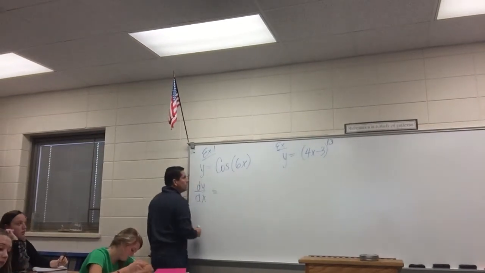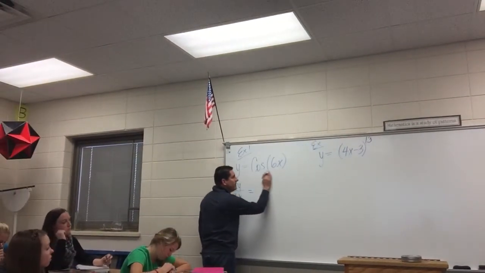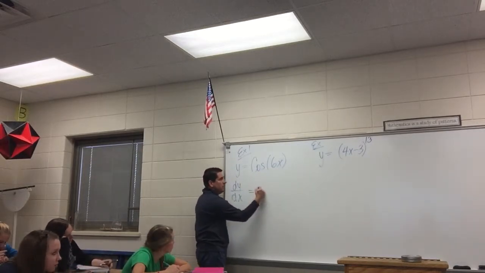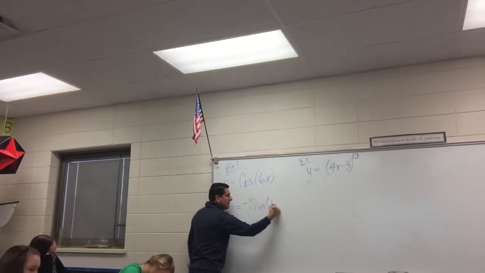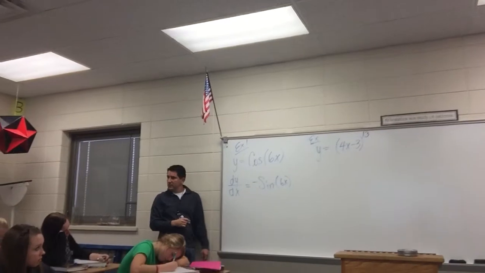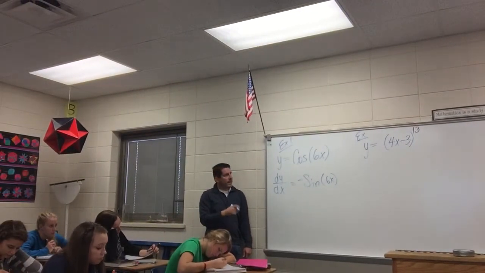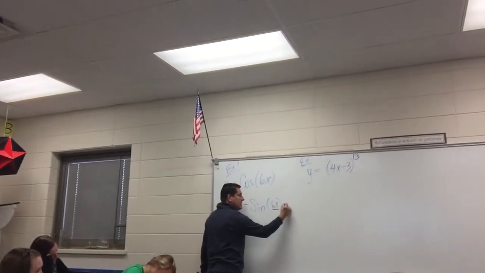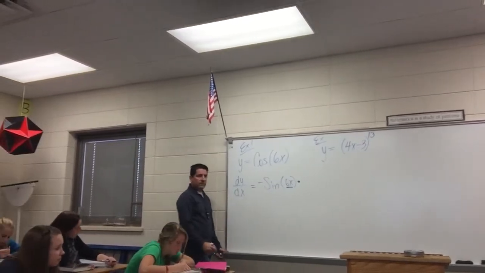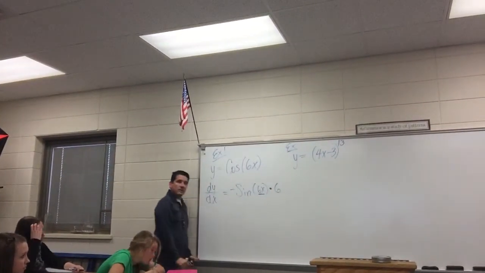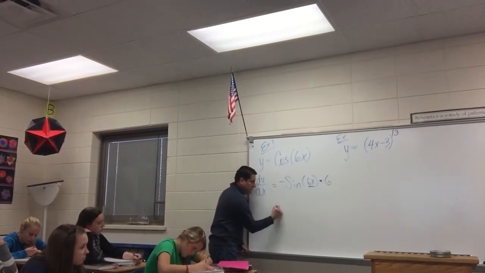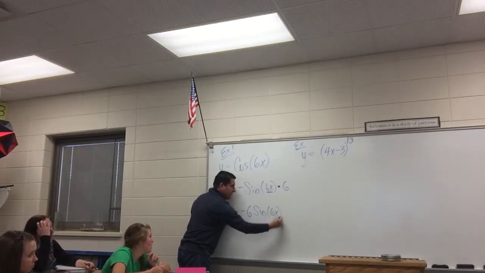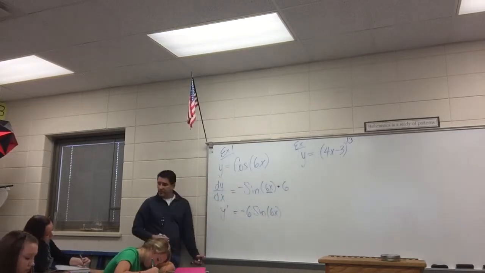Okay, here's how the chain rule works. We take the derivative of what we see as the outside function, which is the cosine. So the derivative of the cosine is the negative sine, and we leave the 6x inside. That's the f prime part. But then we look inside here and we say, what's the derivative of that? And the derivative of 6x is 6. And so when we simplify it, it would be negative 6 times the sine of 6x, and that's what y prime is.